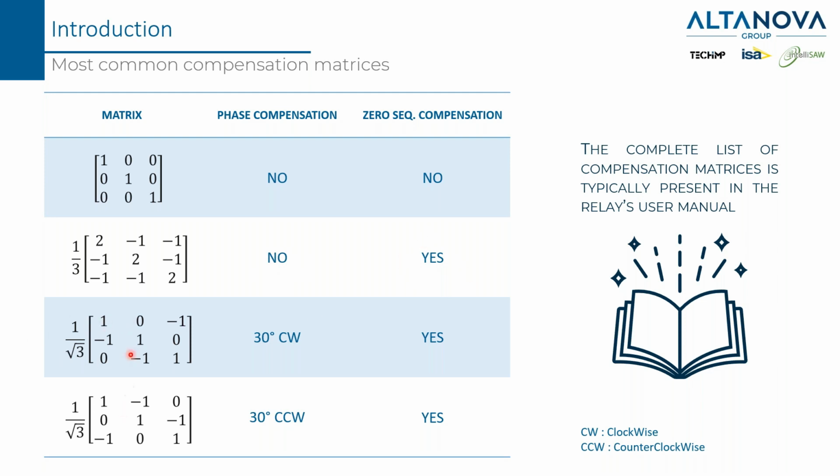And the last two matrices are performing both phase compensation and zero sequence compensation. This one in particular is also applying a 30 degrees clockwise rotation. This one, a 30 degrees counterclockwise rotation.